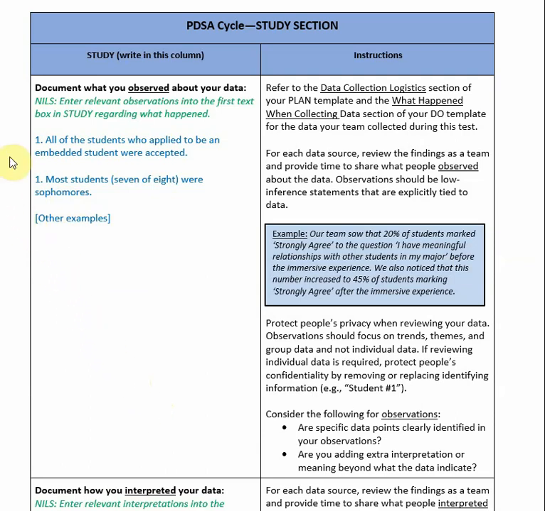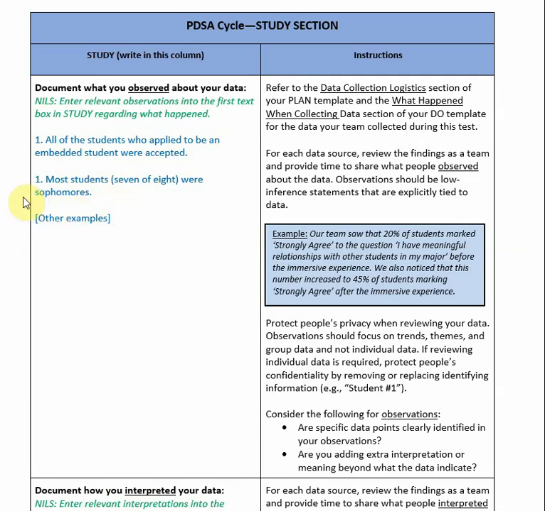Please note that what makes these observations rather than interpretations is that they are very close to the data. Everyone in the team should be able to agree that all of the students who applied to be an embedded student were accepted. That's probably not something that team members would disagree with. That's either true or it's not. Similarly, most students, 7 of 8, were sophomores. Again, very close to the data, and it's probably either going to be true or not.